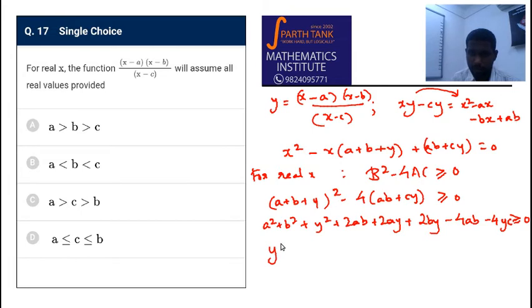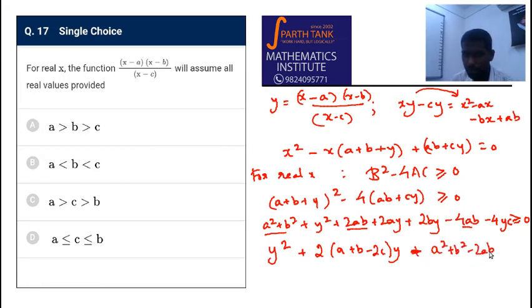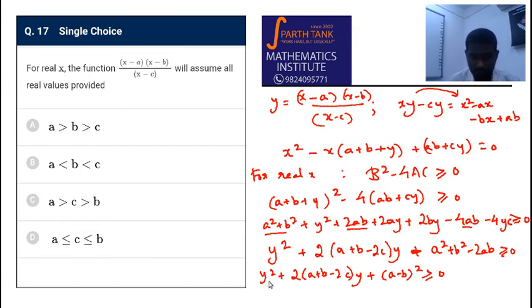Rewrite this as a quadratic in y, so y squared, and then combine these y terms. If I take 2 common, I get a plus b minus 2c times y, and then the rest is a squared plus b squared plus 2ab minus 4ab, which is a squared plus b squared minus 2ab. So y squared plus 2 into a plus b minus 2c into y plus a minus b the whole square is greater than or equal to 0. So this is the condition for y.